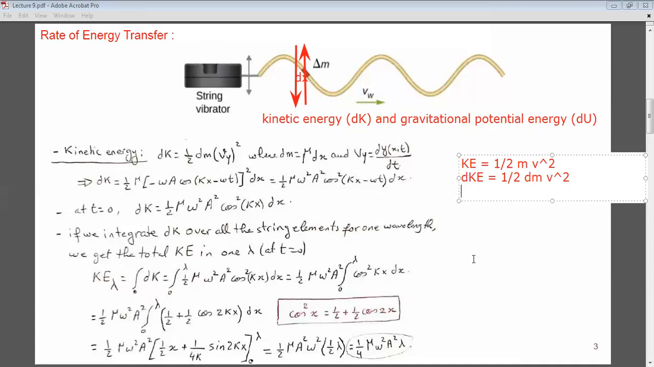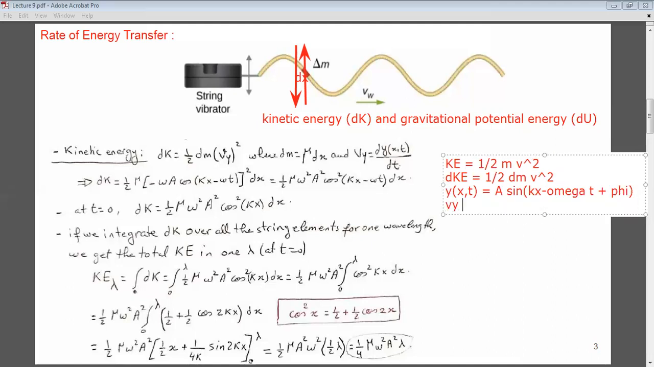what is v? Remember that y of x and t is equal to A sine of kx minus omega t plus phi. Okay, so what is v? It is dy by dt. So v_y, which is dy by dt, will be minus omega, omega goes outside, so minus omega times A cosine of kx minus omega t plus phi.